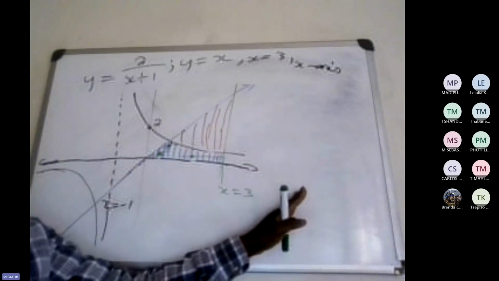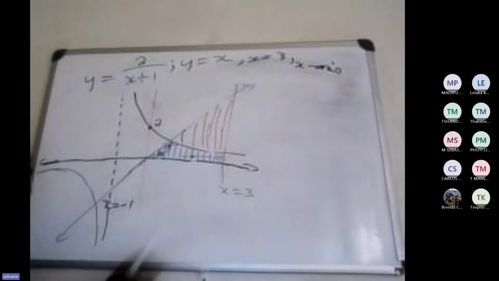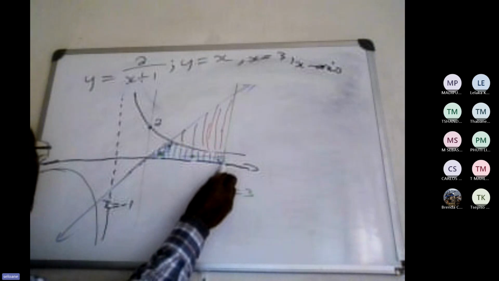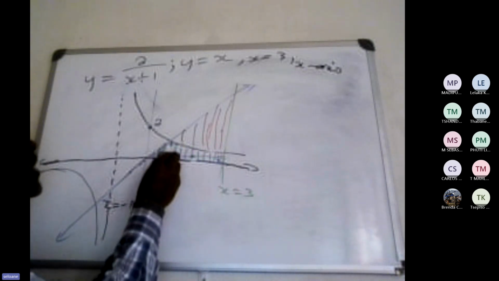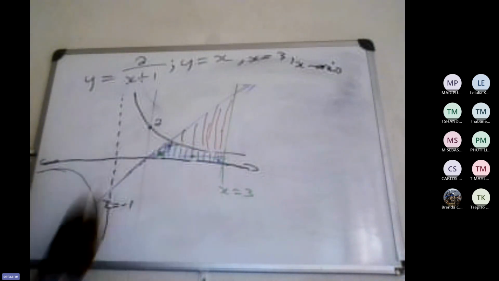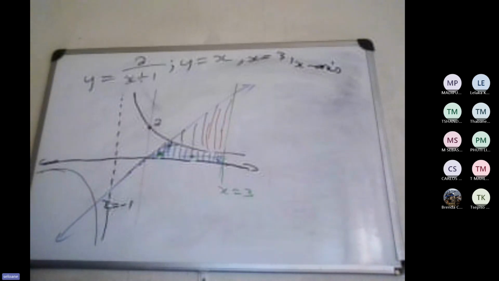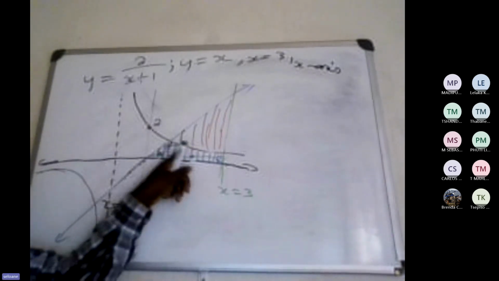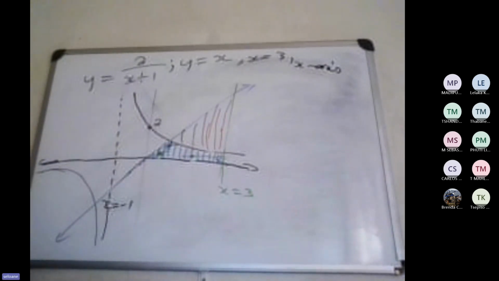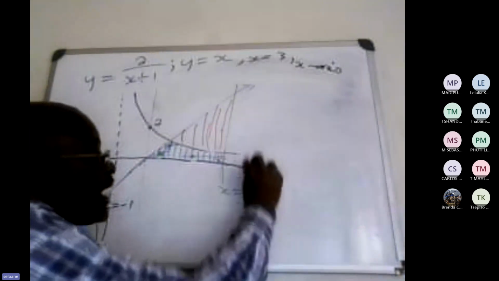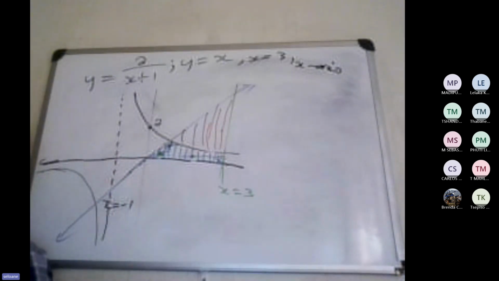But what about the right side? It will depend on your position. If you are here, you will be stopped by x equal to 3. But if you are here, you are going to be stopped by a different function, that is y equal to 2 over x plus 1. Therefore, we don't have a single right. Then what do you do? This is one of those regions where you have to subdivide it.